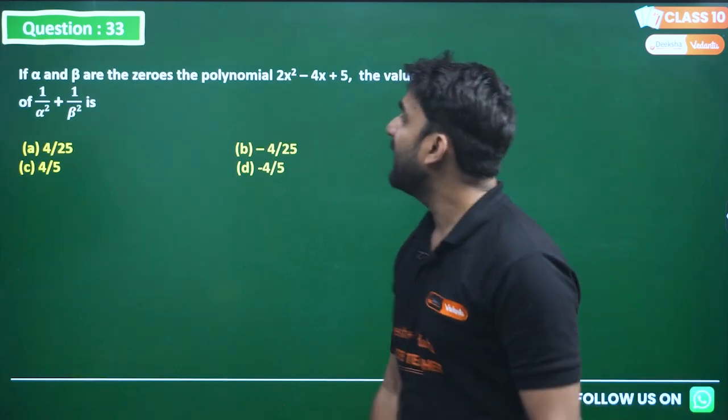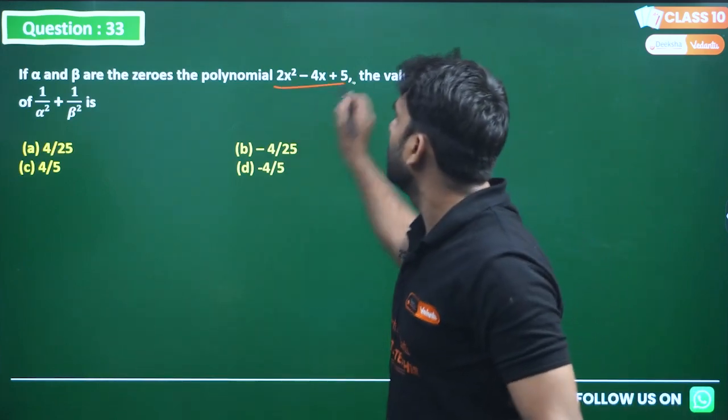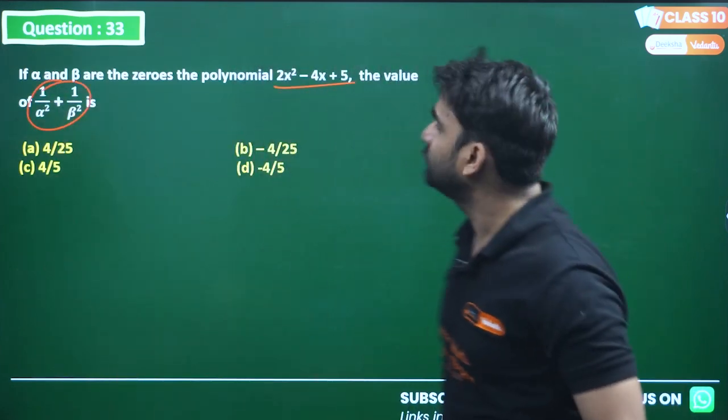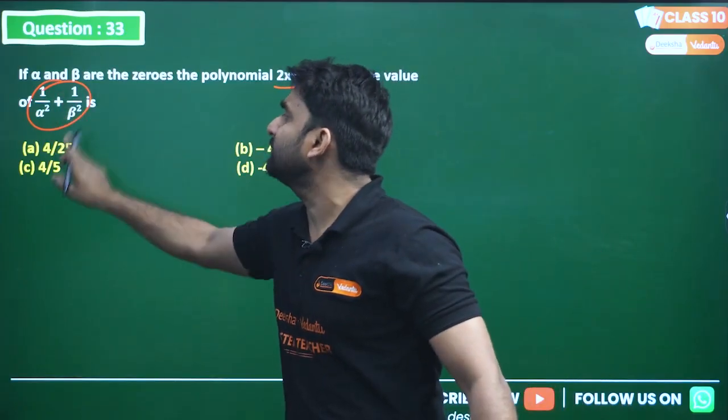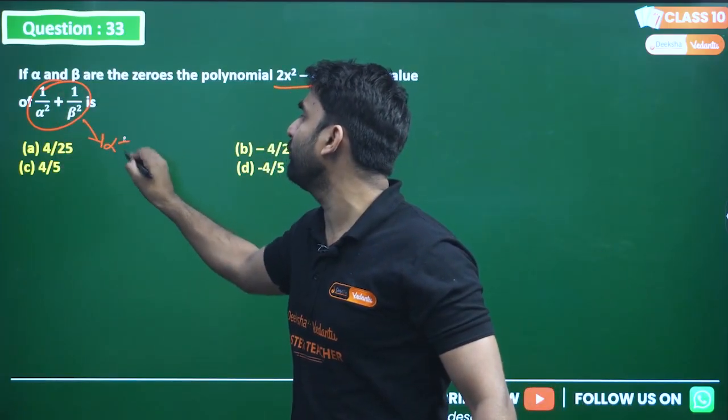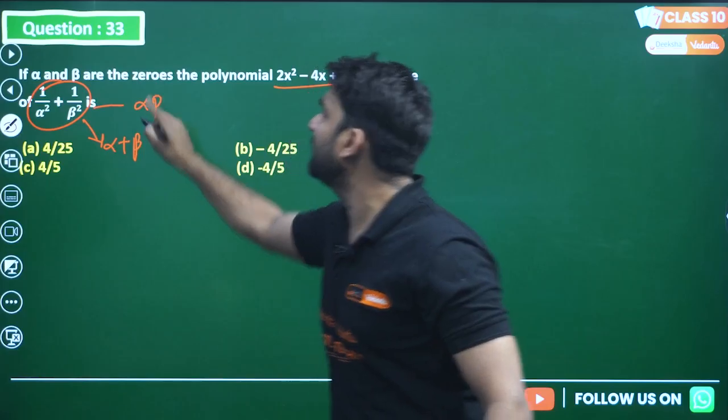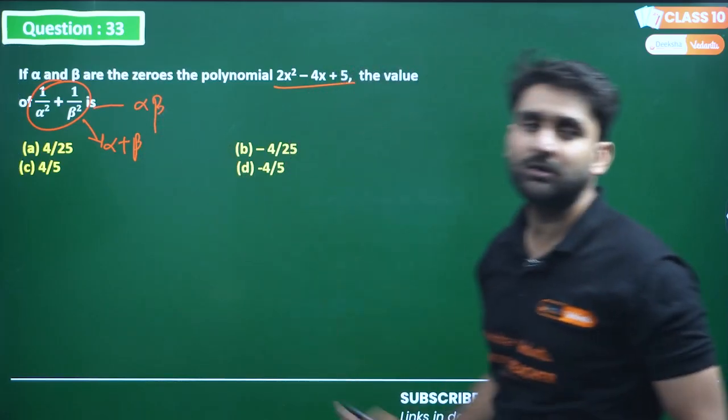If alpha and beta are the zeros, my dear, we have to find the value of this. So try to convert this whole expression in the form of sum of roots and product of roots, because we only know the values of these two, the product of roots and the sum of roots.